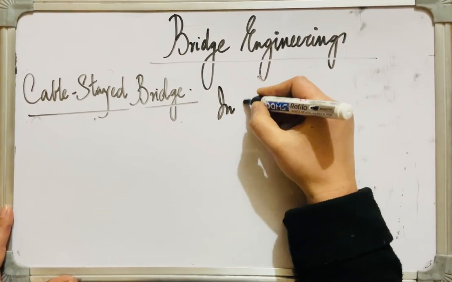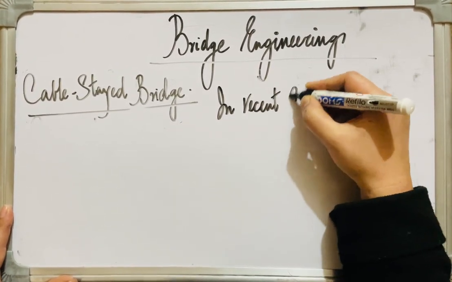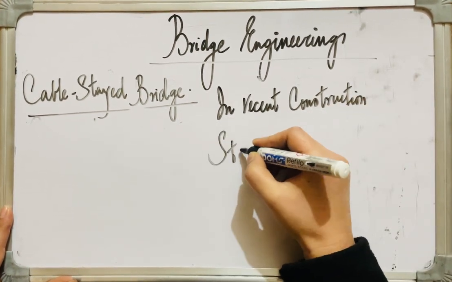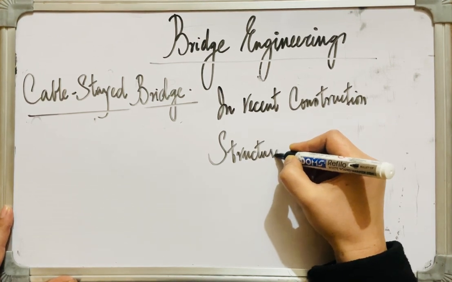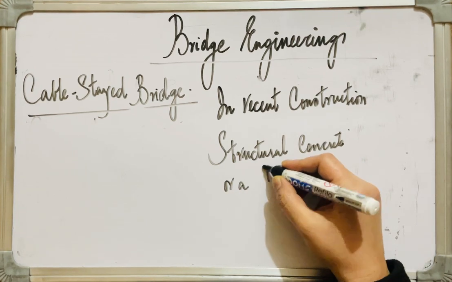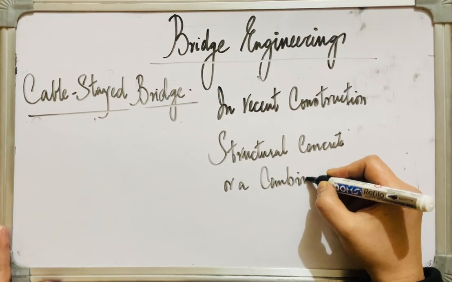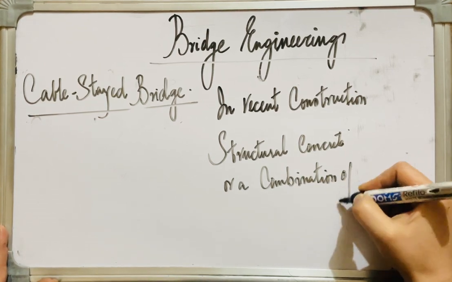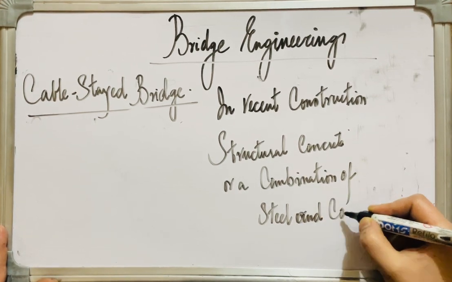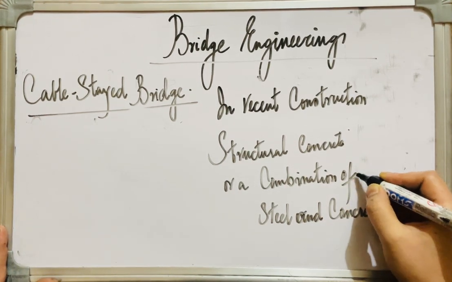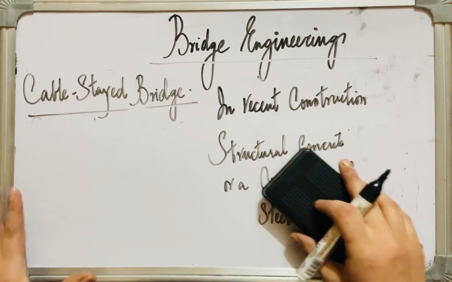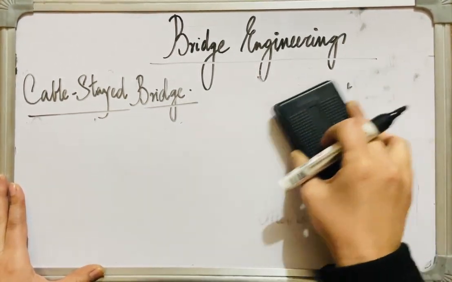In recent constructions that have been carried out across the world, they have used structural concrete, or a combination of steel and concrete, for stay cables, deck, as well as the towers in case of a cable stayed bridge. Right. Now we have two configurations.